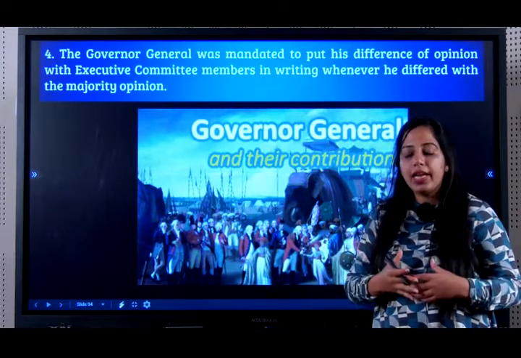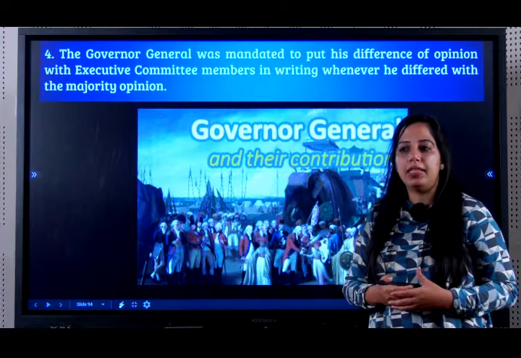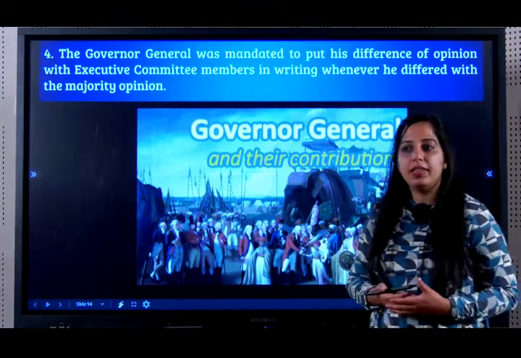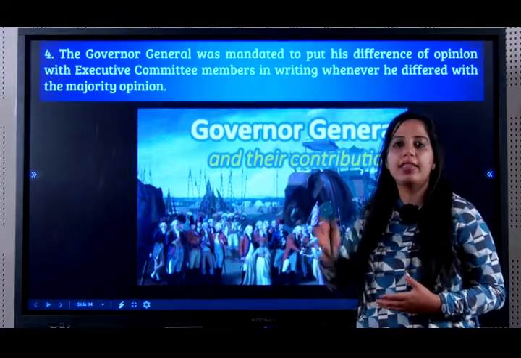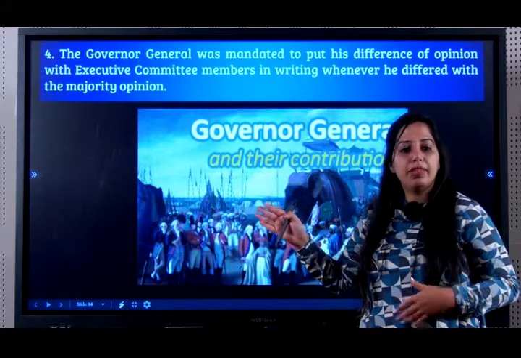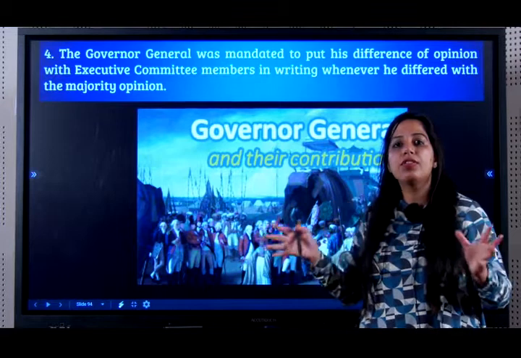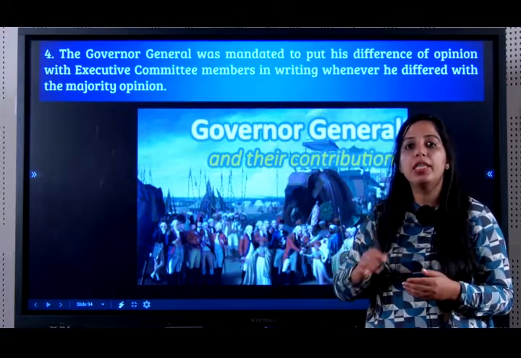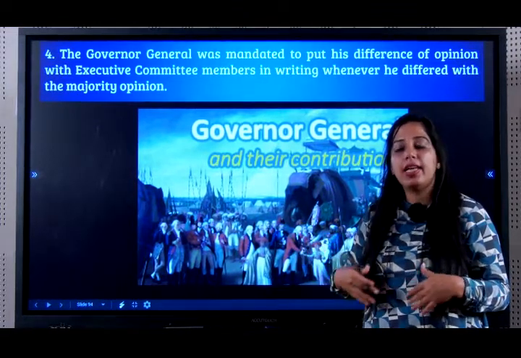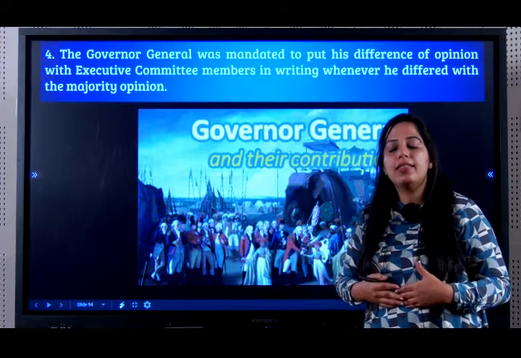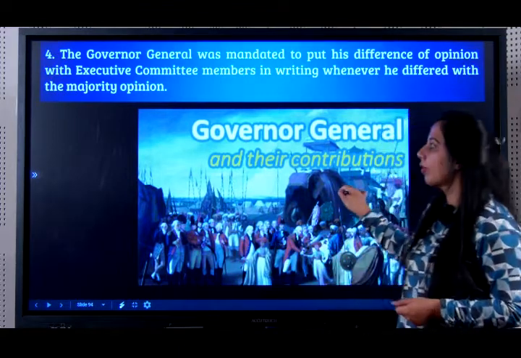No, he had to consult with the committee, and if the committee believed that this is the right solution, but the governor believed no, that is the right solution. So if they had such a clash or such difference of opinion, then he was to communicate with them in writing and consult before making any decision alone.